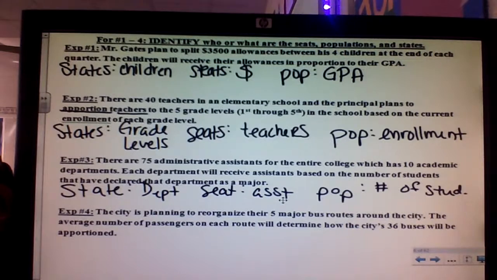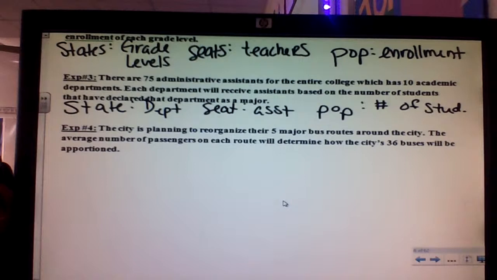The department is getting assistants based on the number of students. You want to try the last one by yourself? Okay. So the seats are... Always remember too, you have to give out more than what you have in states. Your seats always have to be bigger than your states. You've got to have enough so everybody can at least have one.